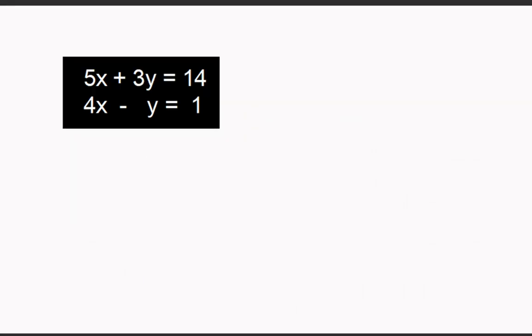So let's have a look at this one. Now what are we going to do here? Have a think. Yeah, well, the easiest thing to do is to keep the top one the same and multiply the bottom one by 3. Yeah? So we're going to multiply everything on the bottom by 3, because then we'll have 3y's and 3y's here. But remember to multiply everything by 3.